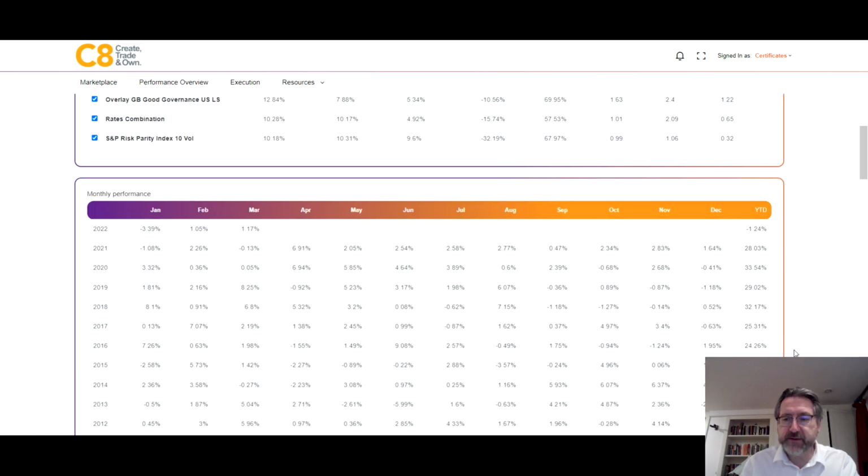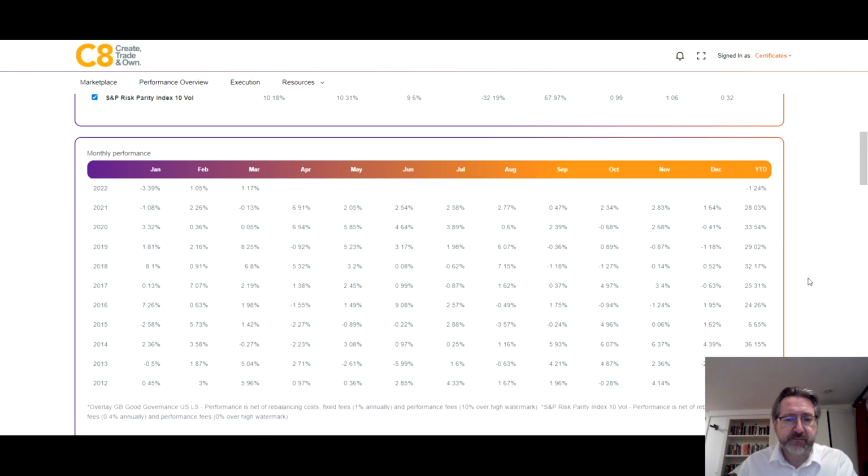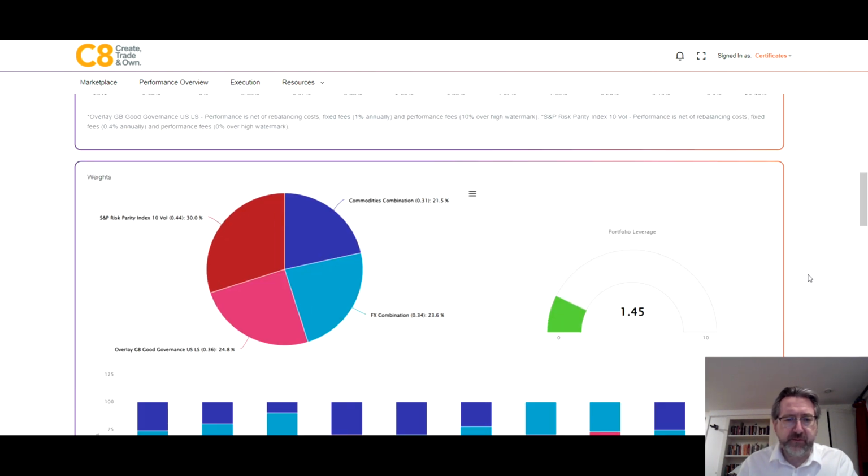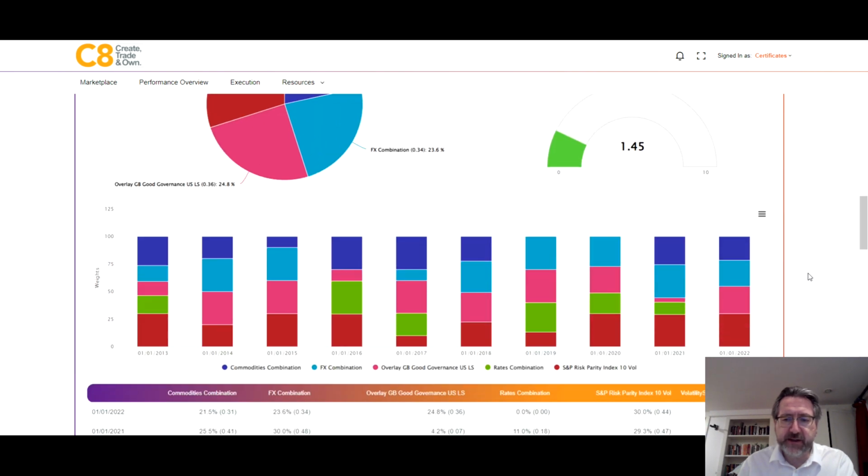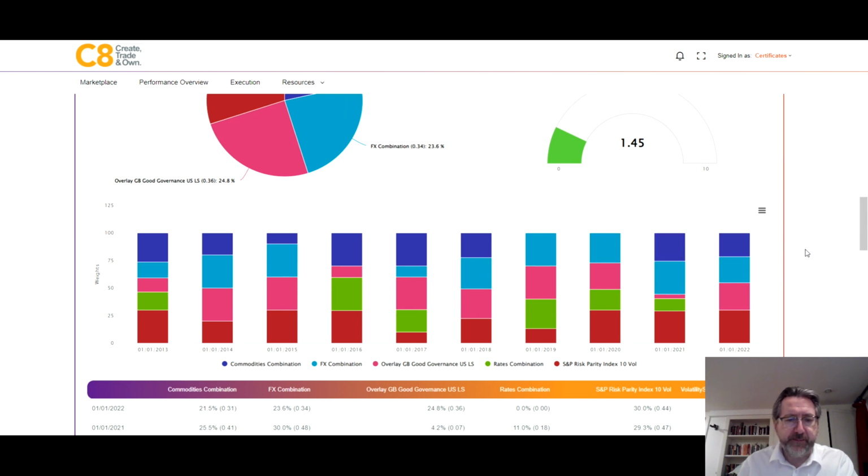And the returns have been excellent over the last few years, and even in this most difficult of markets, it's flat on the year in the first quarter. We can look at the combinations we currently have: commodities, FX, good governance, and parity, so nothing in rates. And as you can see, those weights have changed considerably over time.